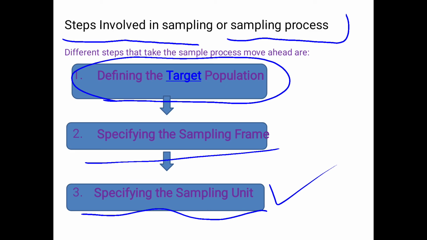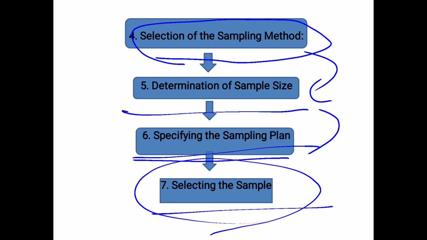First you define your target population, whether your target population is students, or you are going to study teachers, or private employees, or government employees. First you clearly define the target population, and after that, next you specify the sampling frame. After taking the decision about the sampling frame, you decide about sampling units. And next take the decision about the sampling method, the probability method or non-probability method.